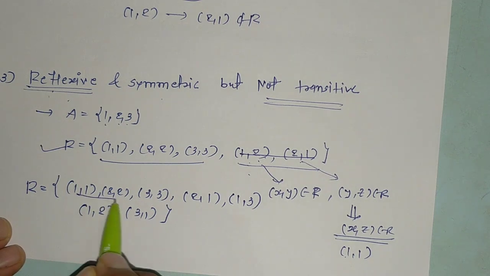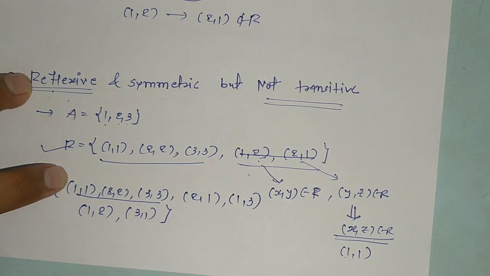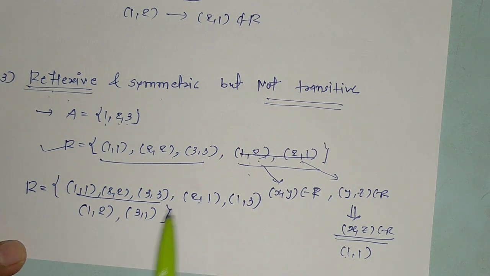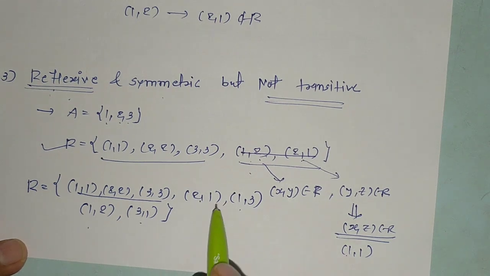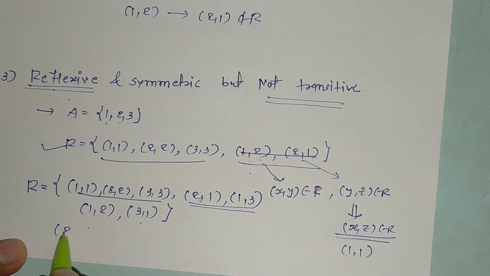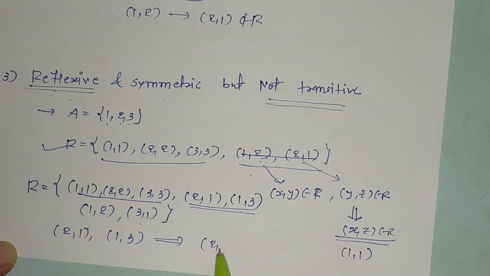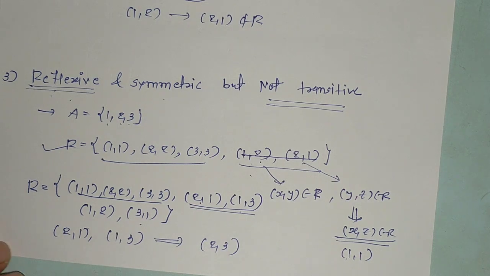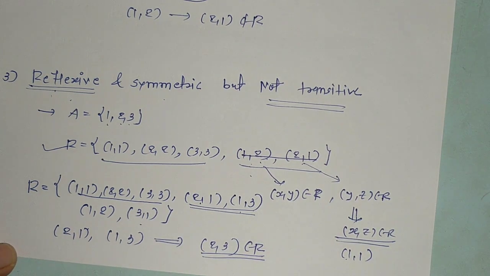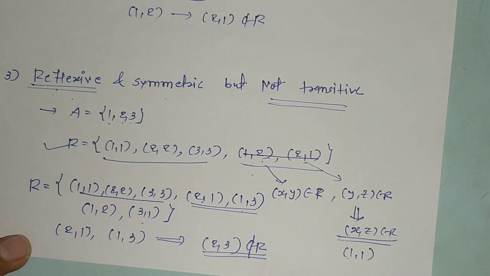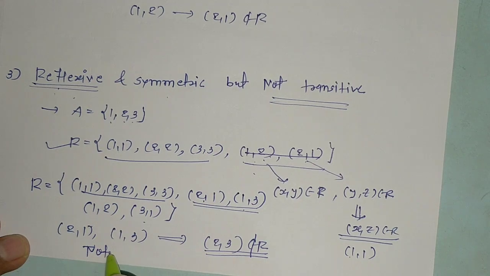Let's check it. These three pairs satisfy the definition of reflexivity, so this is reflexive. For 2 comma 1 we have 1 comma 2, for 1 comma 3 we have 3 comma 1, so this relation is symmetric. Now I have these two pairs 2 comma 1 and 1 comma 3 for transitivity. It implies that 2 comma 3 must be in the relation, and only then can I say that this relation is transitive, but 2 comma 3 is not in the relation, so this relation is not transitive.